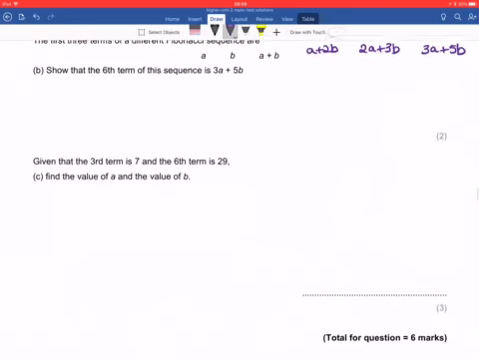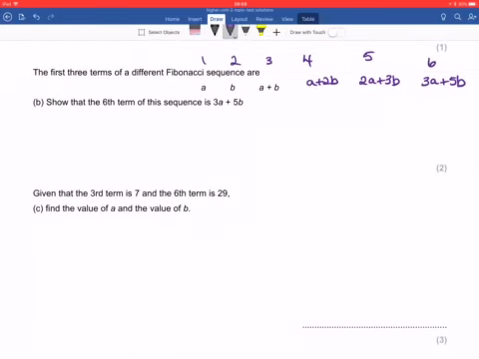Okay, given that the third term is 7, right, let's have a look back. So that means A plus B equals 7. And the sixth term, that's 3A plus 5B equals 29. Okay, find the value of A and the value of B. There's different ways of doing this. You could sort of do it by trial and error. So you could just literally think, well, A plus B must be equal to 7 and try different things out. Okay, well, I know 3 and 4 makes 7, but it could be 2 and 5, and it could be 1 and 6. So you could do it that way.